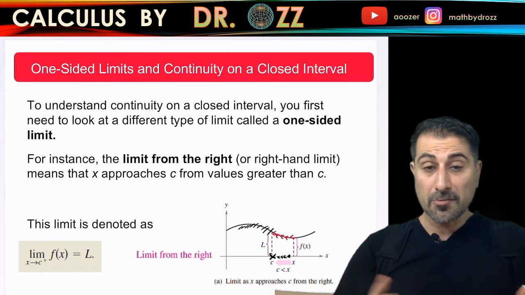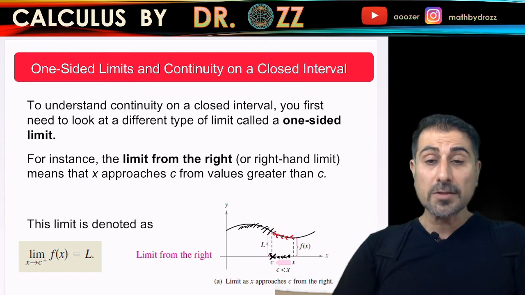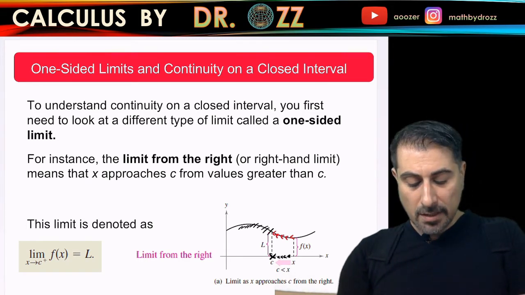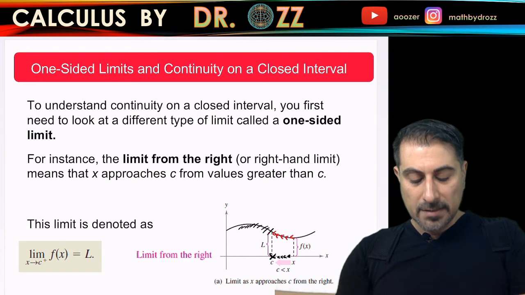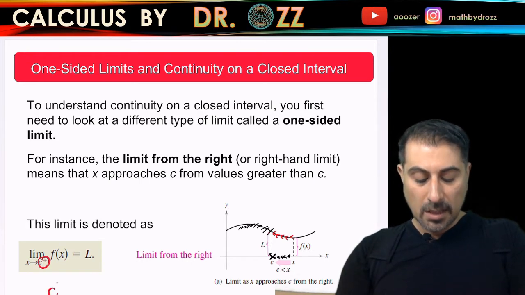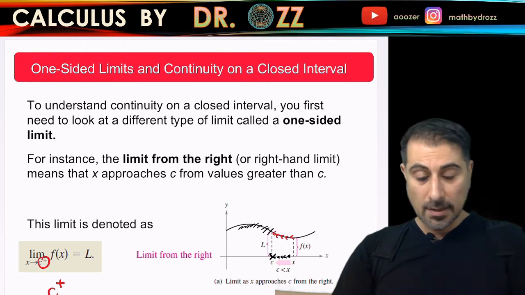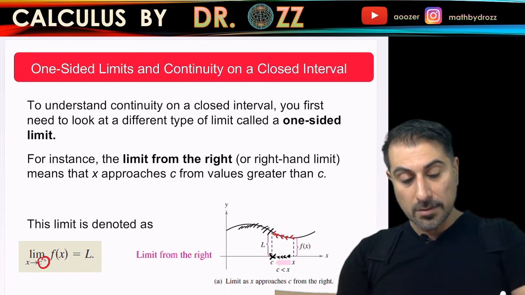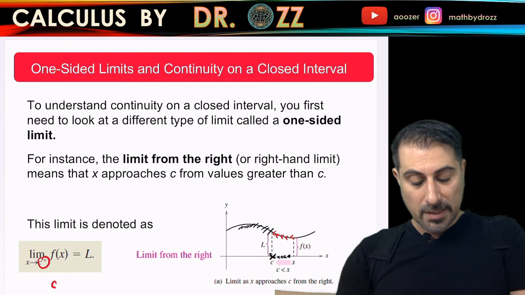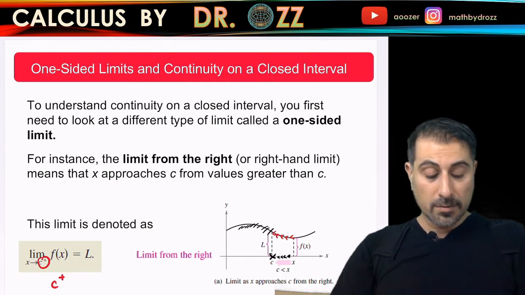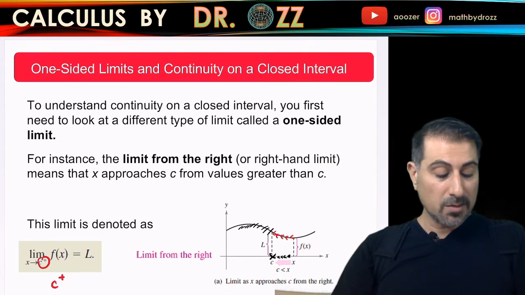So is there any limit value that I approach? And there's a special notation for that. We just say the limit of f as x approaches c from the right. I use c superscript plus to denote the limit from the right. Okay, so let me just rewrite that. And we say this limit is L. That means all of these guys approach the value L, which is right here.